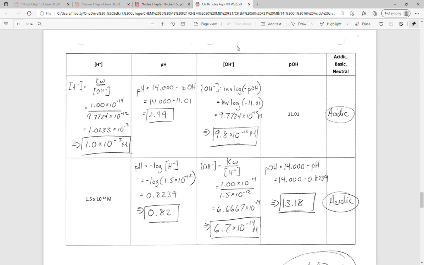So that does us for this chapter, or sorry, this section of the chapter. We've got one more bit to do when we talk about acids and bases and stoichiometry.